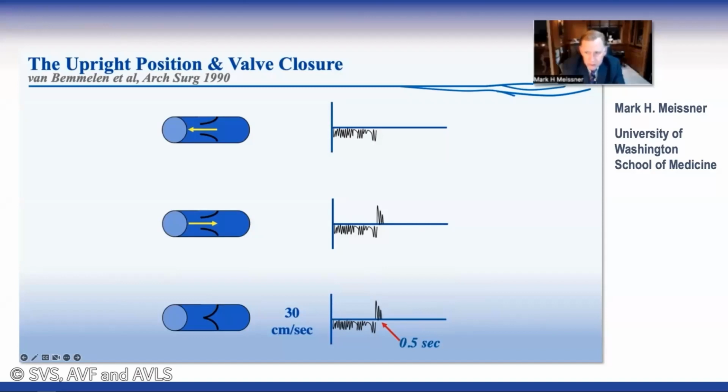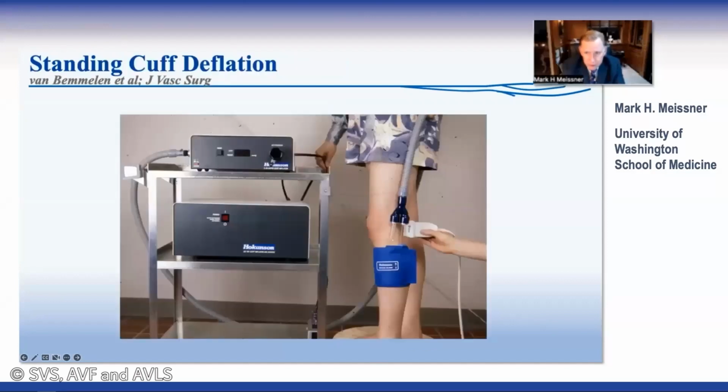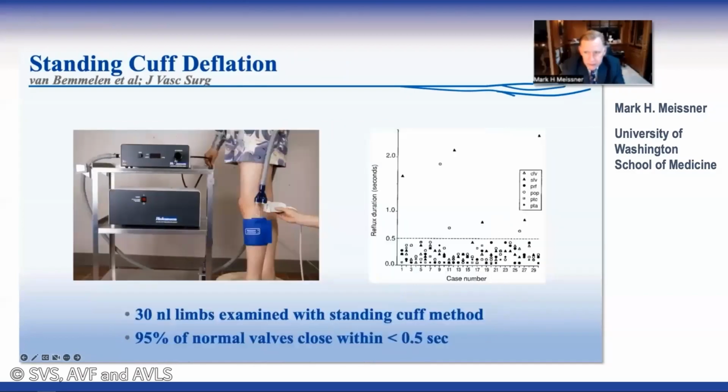Such retrograde flow velocities are usually achieved in the upright position, although may be inadequate in the supine position. Standardized testing using pneumatic cuffs is the most technologist-friendly and most reproducible way of detecting reflux. This scattergram illustrates the segmental results in the 30 normal extremities examined by Van Bevelen using a distal cuff deflation method designed to produce retrograde velocities greater than 30 centimeters per second. Using this method, 95% of normal valves will close in less than 0.5 seconds, allowing reflux to be quantified.